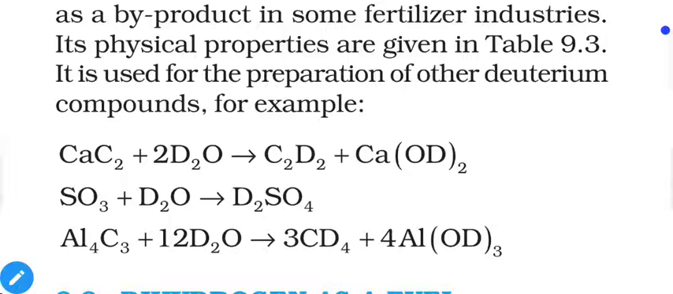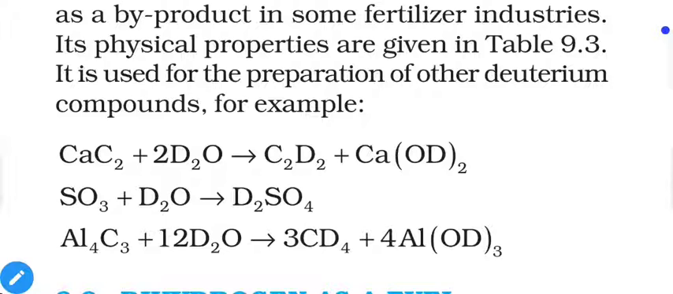That means if hydrogen and deuterium both react with the same type of compound, then the speed will be different depending on the strength of the bond. If the hydrogen-hydrogen bond is stronger, then it will give us a slower reaction. If the deuterium-deuterium bond is weaker, then it will give us a faster reaction, but they will end up in the same type of compound formation.